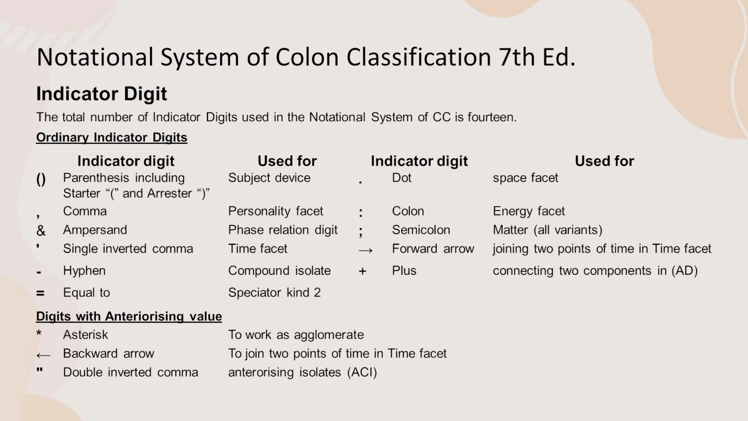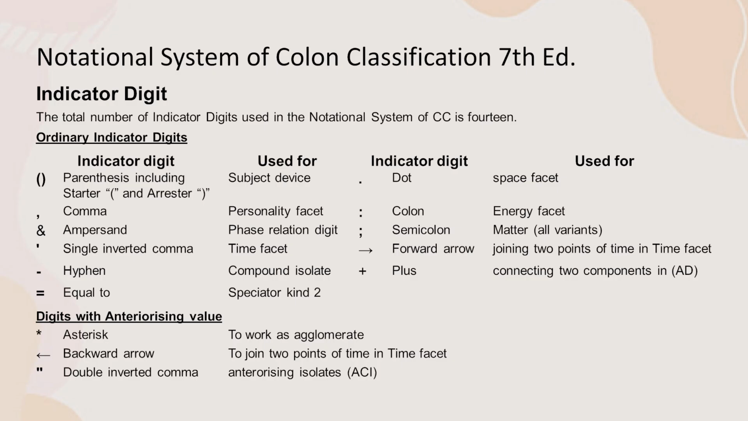In the notational system of colon classification 7th edition, the total number of indicator digits used is 14. These are grouped into ordinary indicator digits and digits with anteriorizing value. Under the ordinary indicator digits, we may have starter and arrestor bracket together, used together as parenthesis, comma, ampersand, single inverted comma, hyphen, equal to, dot, colon, semicolon, forward arrow and plus symbol.